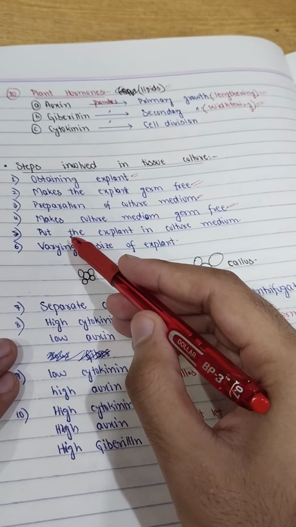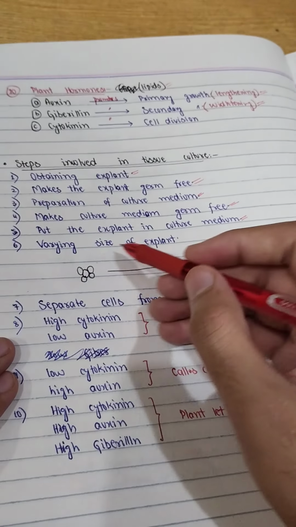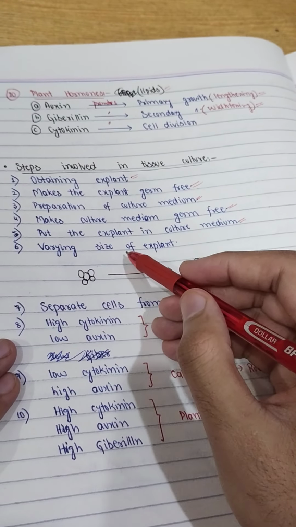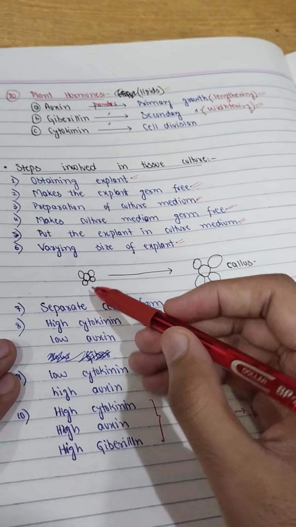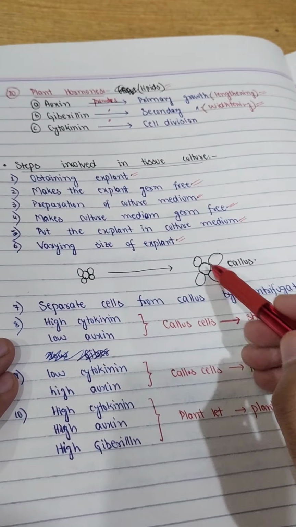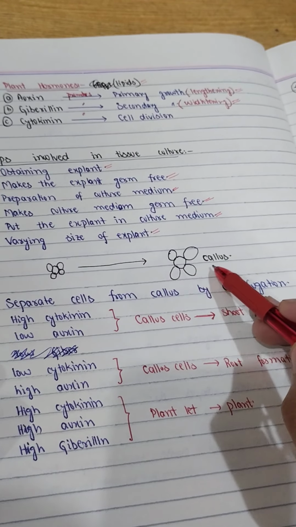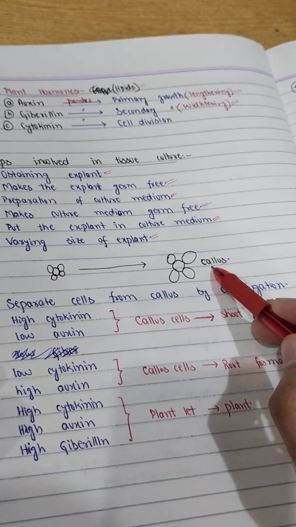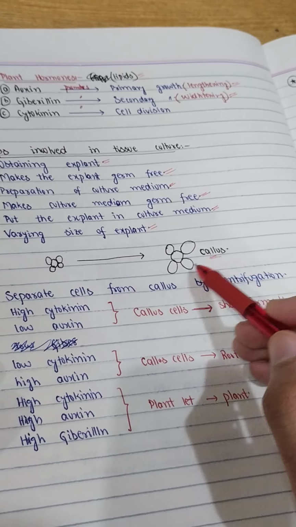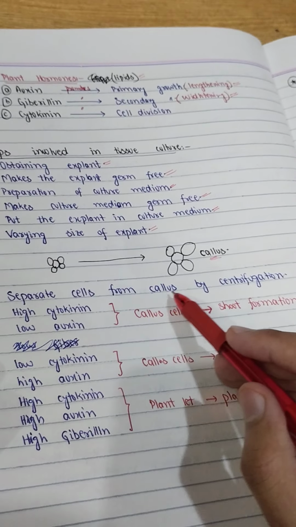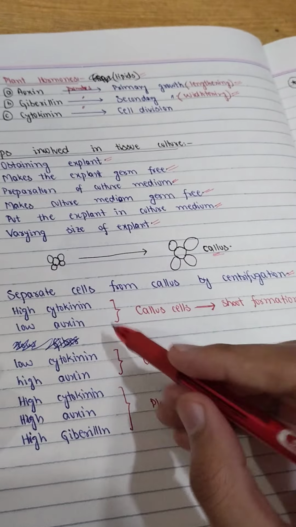Then the fifth point is to put the explant in a culture medium, and the size of the explant starts varying because the explant starts to grow. First it has a small size and then it becomes very large, and this large cell mass is called callus, which we have discussed earlier, but I explain here. Then separate cells from the callus by the centrifugation process, which we already discussed.